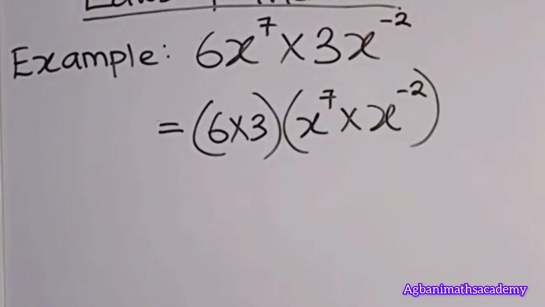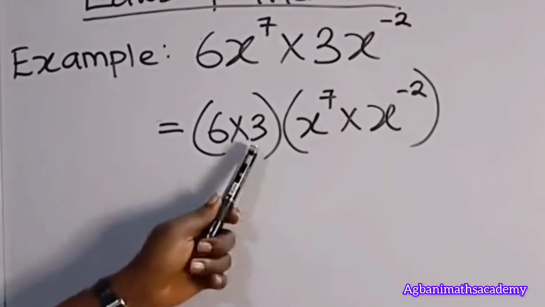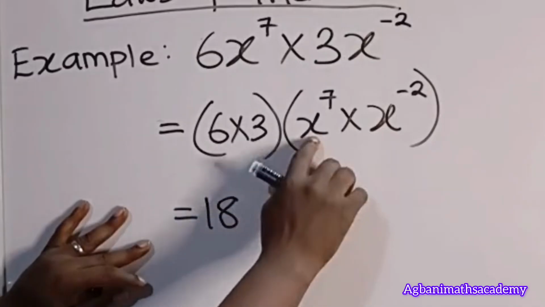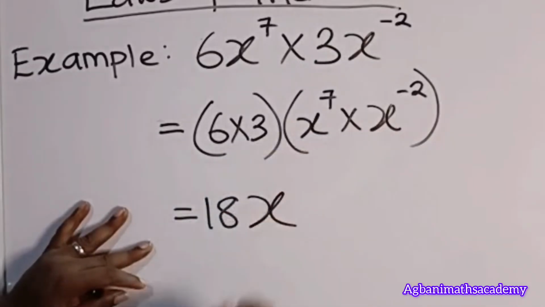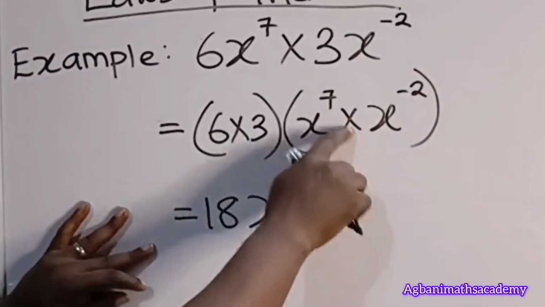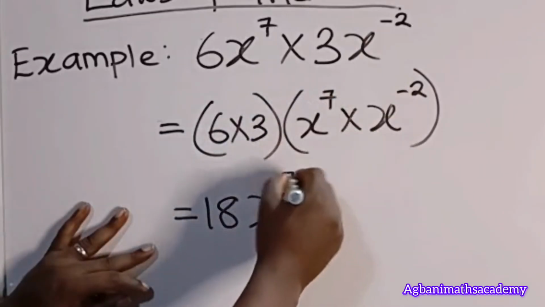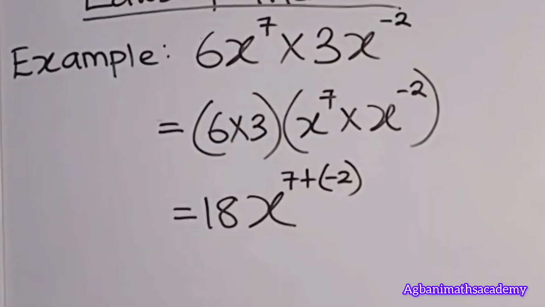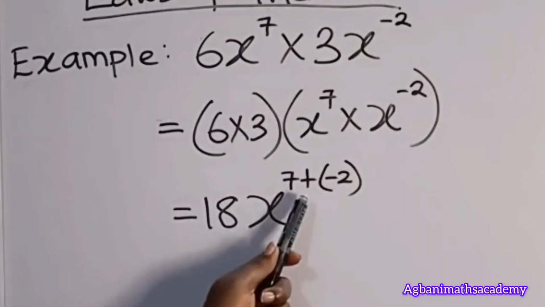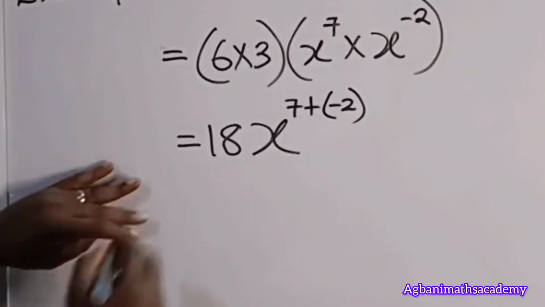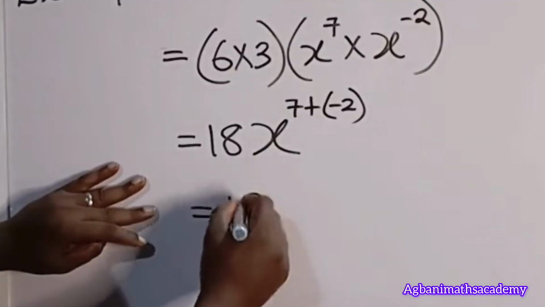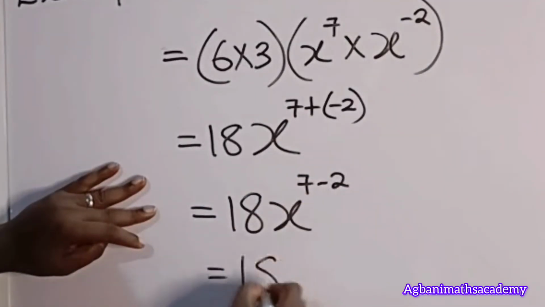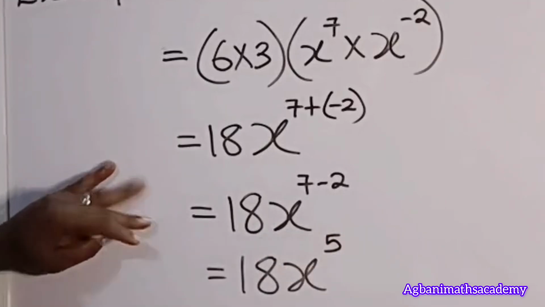6 times 3 gives us 18. The bases are the same, so we'll pick one. So here, since we are multiplying, we're going to add the exponent. So 7 plus minus 2. But we know that plus times minus will give you minus from basic algebra. And that will give us 18x to the power of 5.